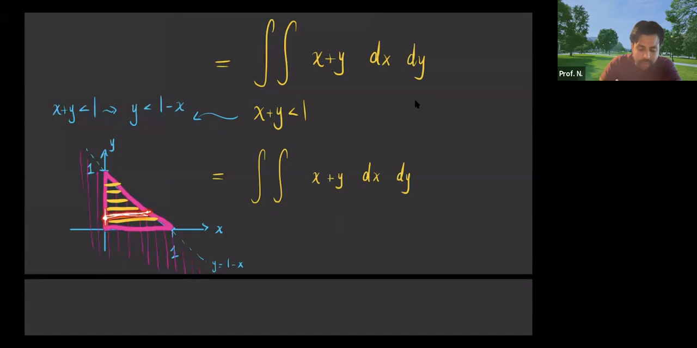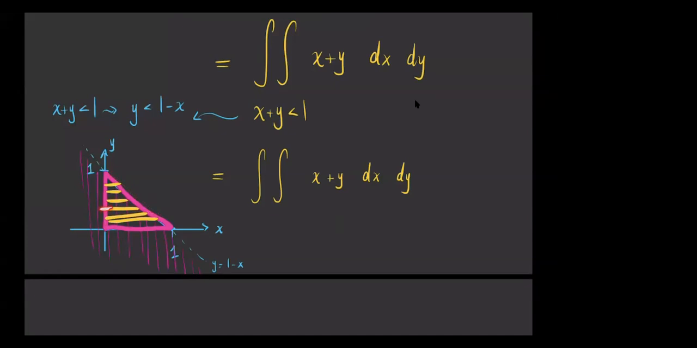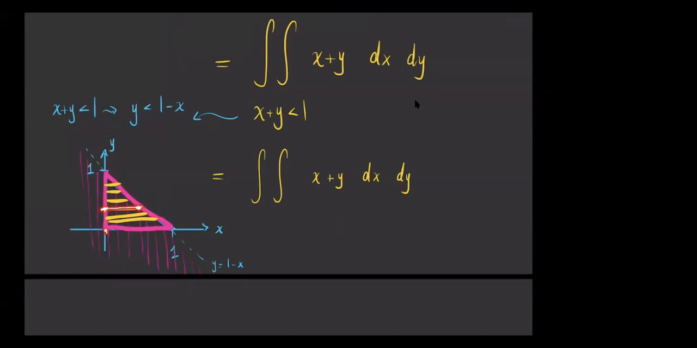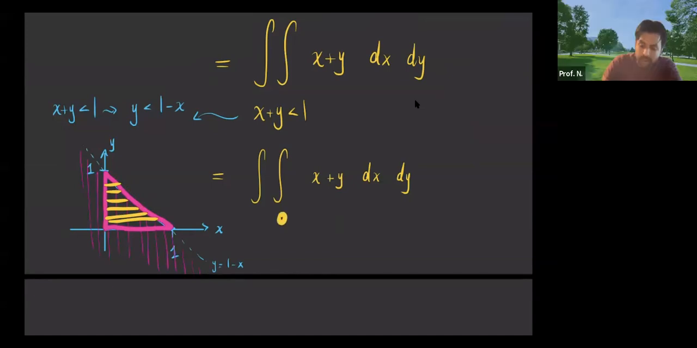If you look at it from this perspective, for a specific y value here, my x values go from 0 to what? 0 to 1? No. Oh, 0 to 1 minus y. Now we're talking. That's right. It's from 0 to 1 minus y. And the y values go from 0 to 1.